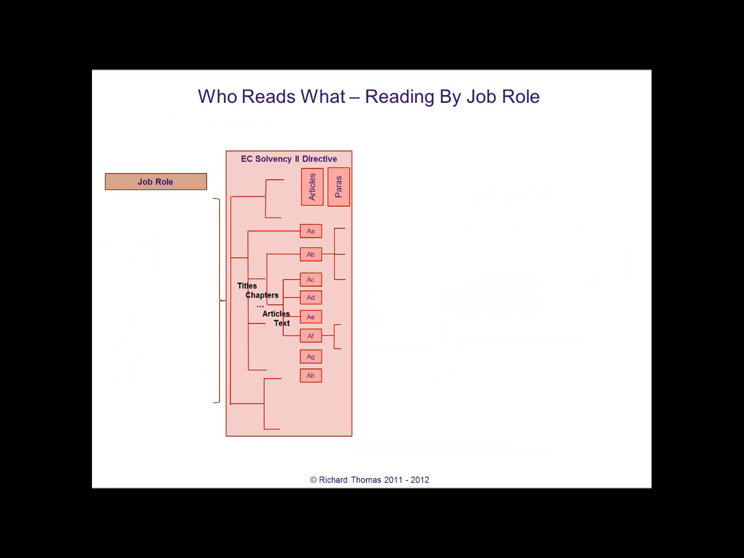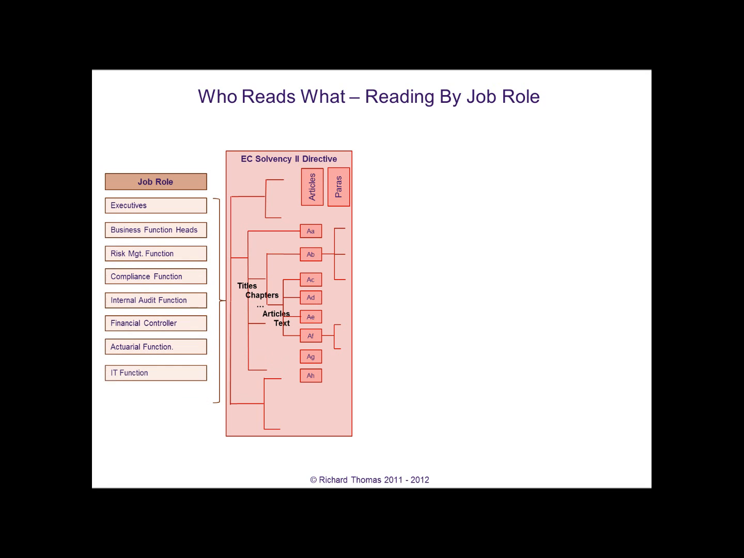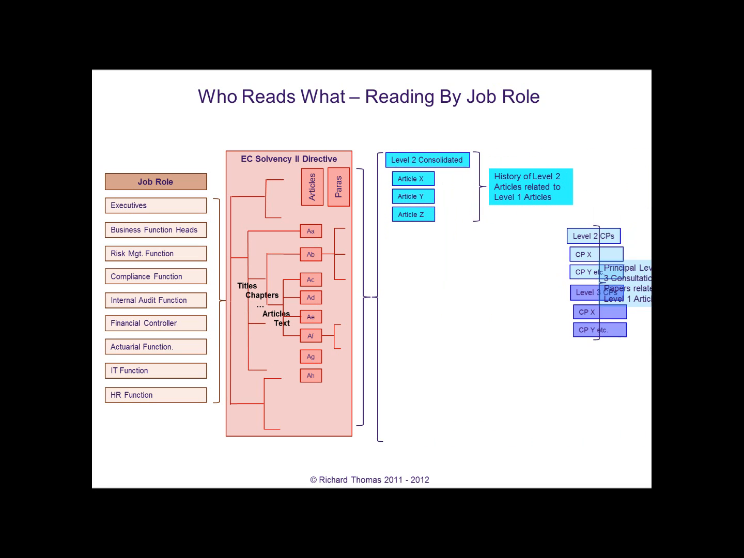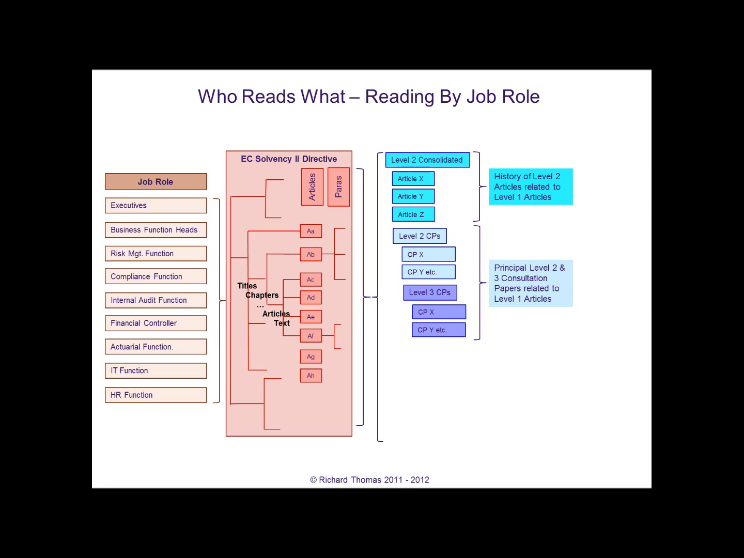Another segment, titled Reading by Job Role, lists functional roles found in any organization. Tagging has been applied to the directive, identifying article text that could be considered essential reading for each role. As we have seen, the displayed directive text has links to Level 2 articles and Level 2 and 3 consultation papers, the latter placed in Level 1 context according to the legal basis for each document being written.